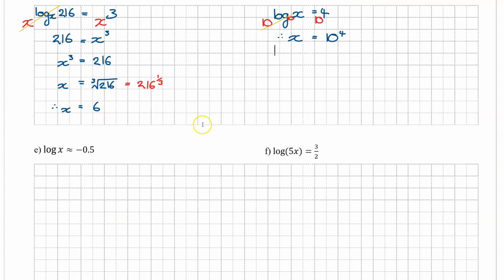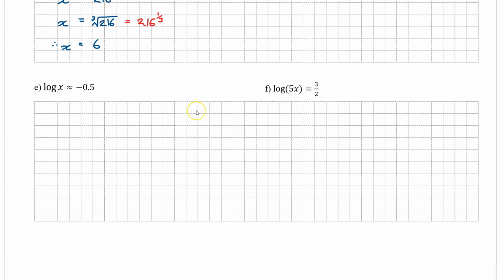Going down to E and F, log x is approximately equal to negative 0.5. So solving this problem, recall that the base is not stated, so it's an implied 10. We raise both sides to 10. And we can write this in our radical notation. So it's going to be 1 over the square root of 10, and that's going to equal approximately 0.316. So expressing this radical, or this surd here, to 3 decimal places, it is 0.316.